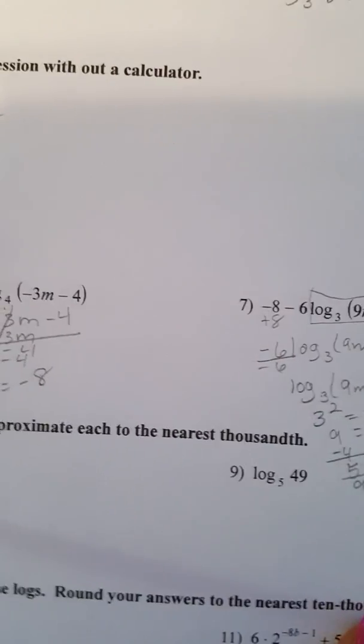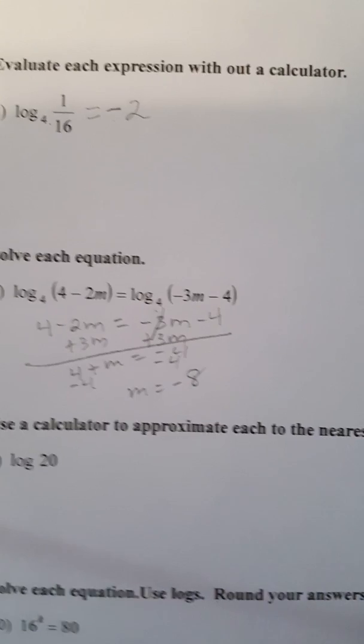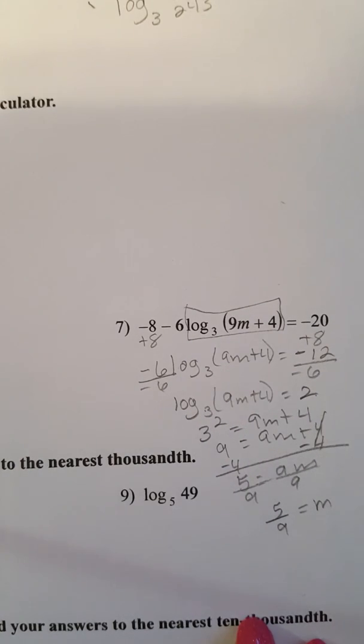Now make sure you notice the difference. If 2 logs are equal, you set them equal. If they're not, then you solve for the log and then rewrite it in exponential form and then solve for the variable.